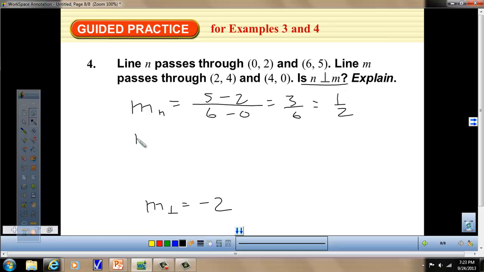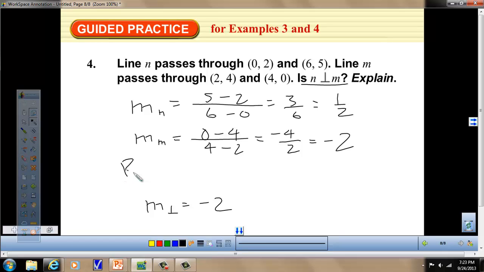So now we're going to look at line M and see if that's perpendicular. Or I'm sorry, see what the slope is for this one. So now we look and we see the y's, we have 0 and 4, so 0 minus 4. For the x's we have 4 and 2, so we say 4 minus 2. And we have a -4 on top, we have a 2 on the bottom, so if you look, reducing that we get -2.